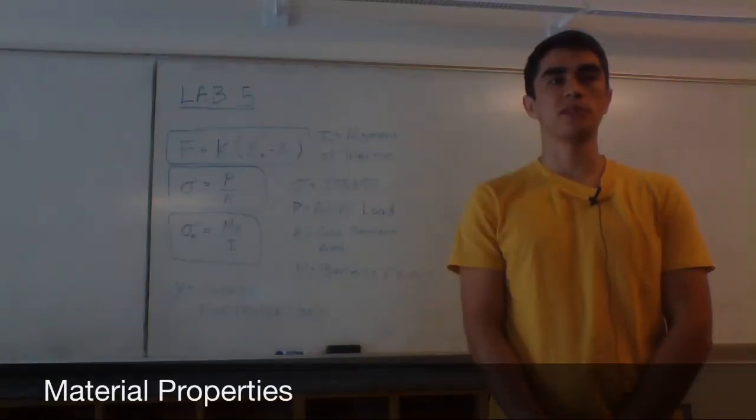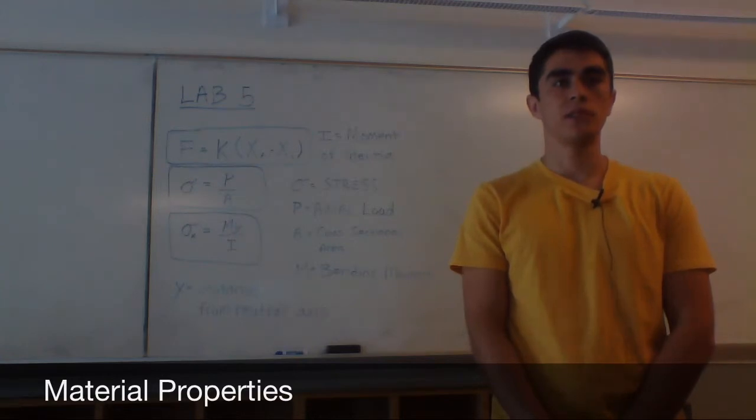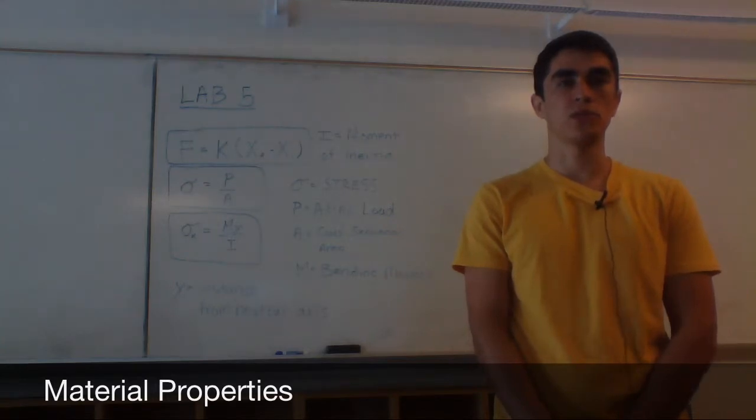Material properties for steel to use in predictions are: E, Young's modulus, equals 30 megapsi; V, Poisson's ratio, equals 0.29; allowable bending stress equals plus or minus 16,000 psi; and allowable shear stress equals plus or minus 8,000 psi.